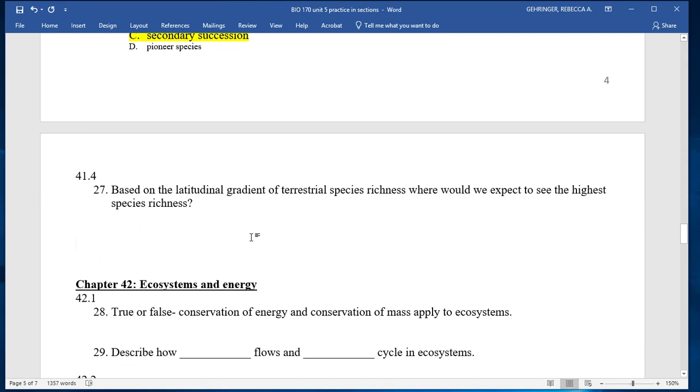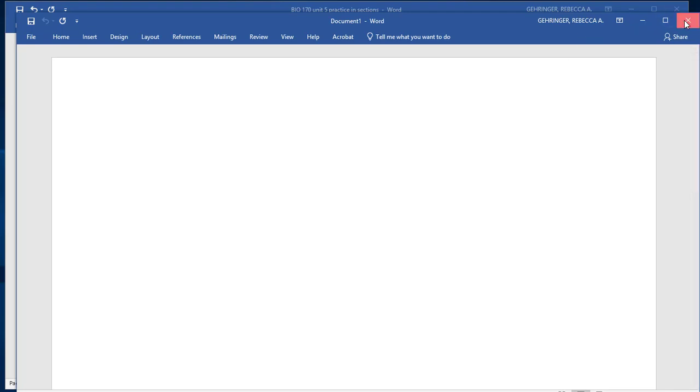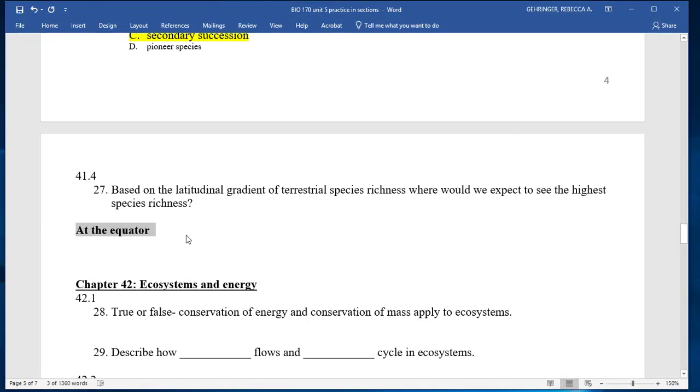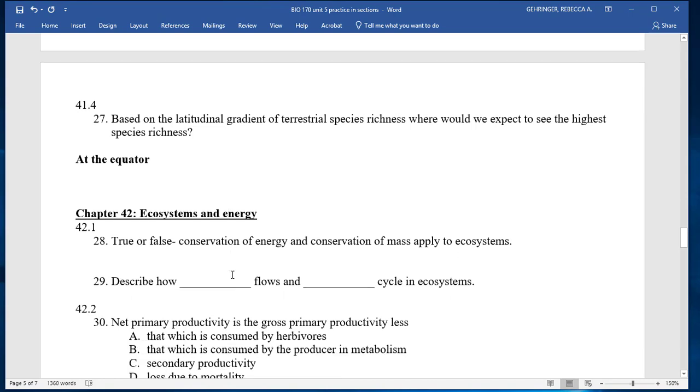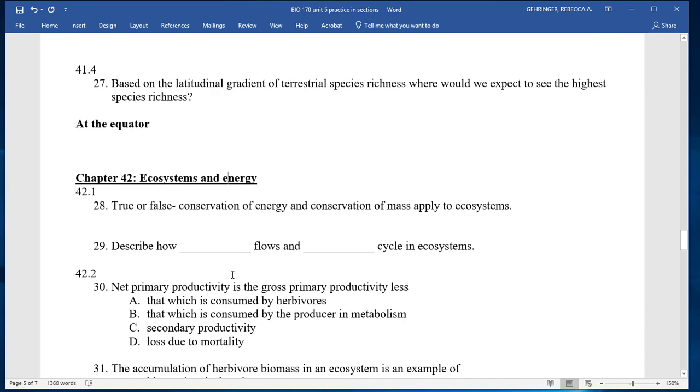27, based on the latitudinal gradient of terrestrial species richness, where would you expect to see the highest species richness? At the equator, right? Where's the lowest species richness? Oh no. The lowest species richness is at the poles. So 28, true or false, conservation of energy and conservation of mass apply to ecosystems? Yeah, absolutely. We can't just break those laws of nature.